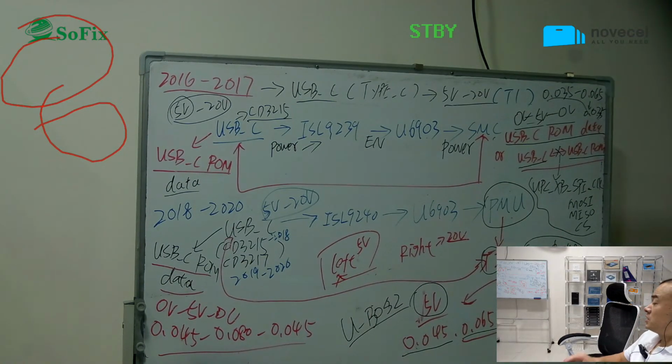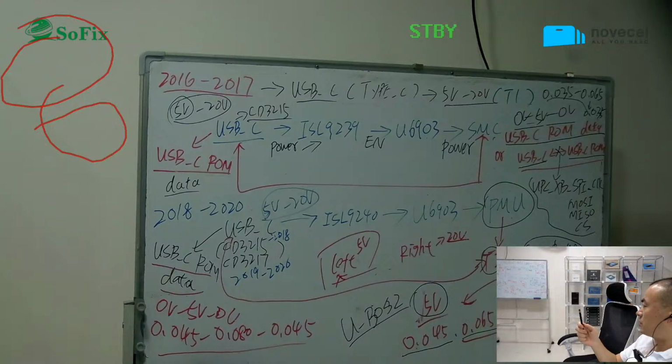It's 5 volts, but it stays. It stops there at 5. So you mean if the voltage is jumping from 0 to 5, and the current is 0.045 and 0.080, then back to 0.045, this is the problem of the USB-C ROM. If it's 5 volts and it stays at 5, and the current is 0.045 to 0.065, this is the problem of the T2 model, the T2 ROM.